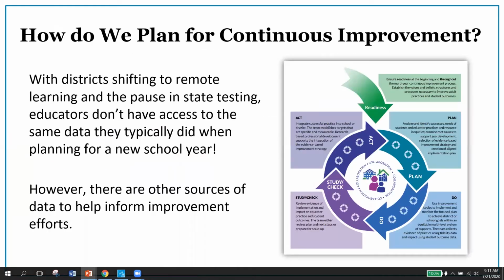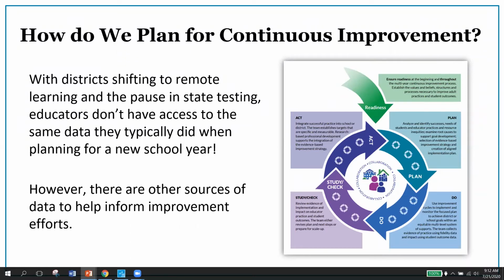Let's dig a bit deeper into continuous improvement. Continuous improvement is an ongoing data-driven process in which learning organizations deliberately and strategically collaborate to understand and replicate successes and plan for and address areas of concern. So how do we plan for continuous improvement in the 2021 school year?